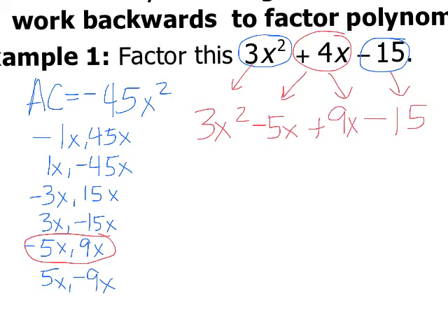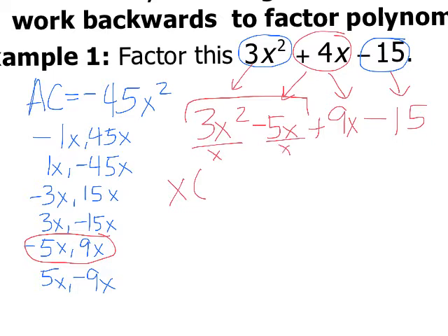Now how many terms do we have? 4 terms. What do you do with 4 terms? You group. So do it. Now that I have 4 terms, I group. So I group first 2, last 2. This is what we did last class. Add up 3x squared and negative 5x. I can bring out an x.